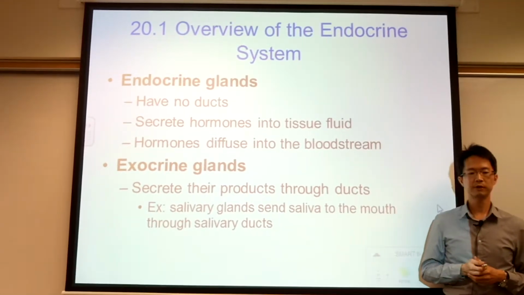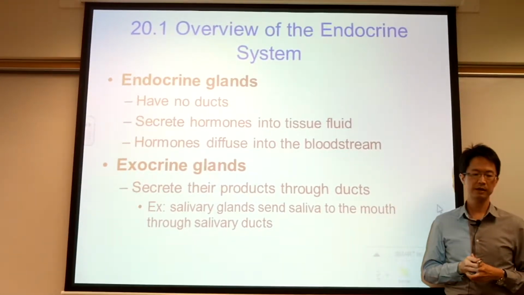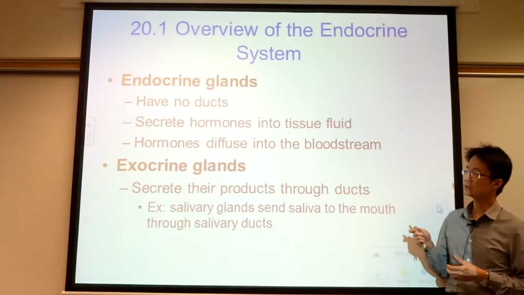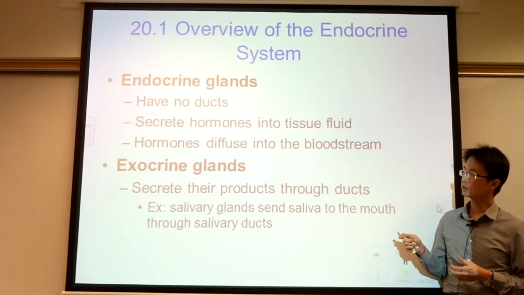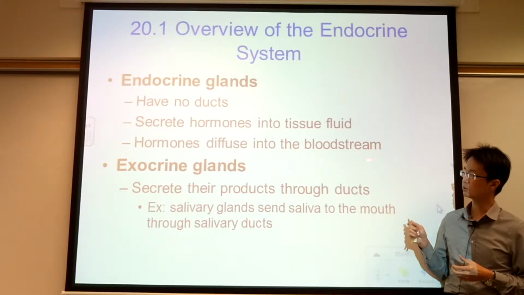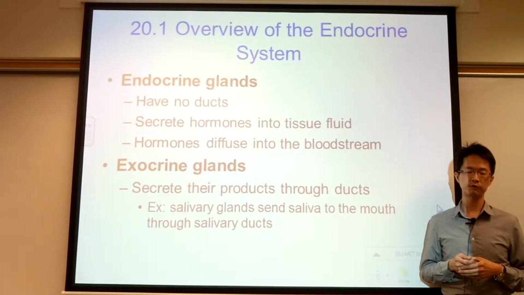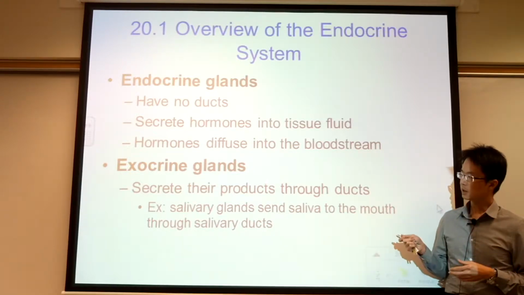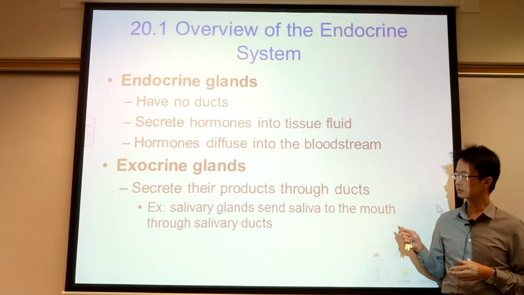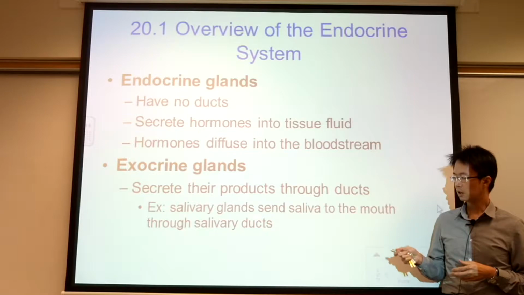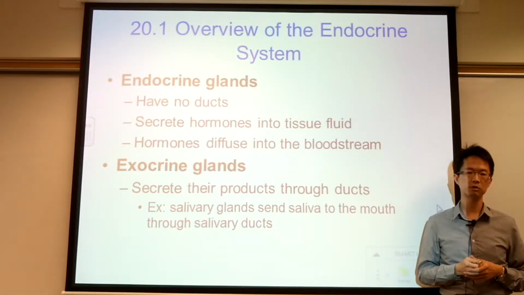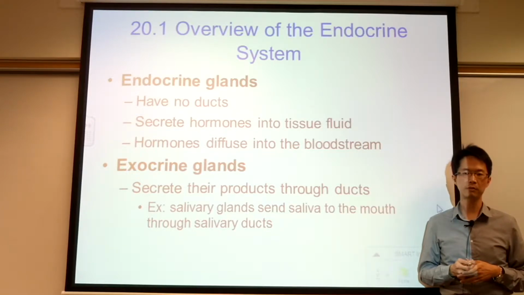So we have two types of glands, endocrine gland and exocrine gland. Endocrine glands don't have ducts. They secrete hormone into tissue fluid, and then from tissue fluid, they go to the bloodstream. And through the bloodstream, the hormone is carried to a different part of the body. Exocrine glands, on the other hand, have ducts. Examples of exocrine glands are salivary glands, sweat glands, and also mammary glands.